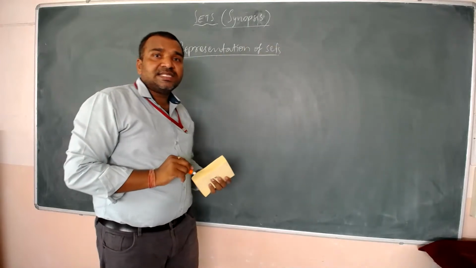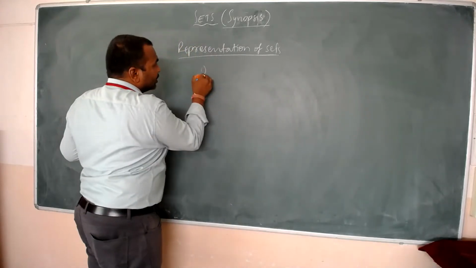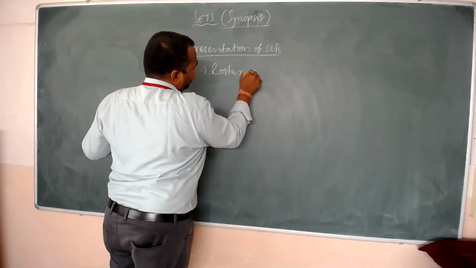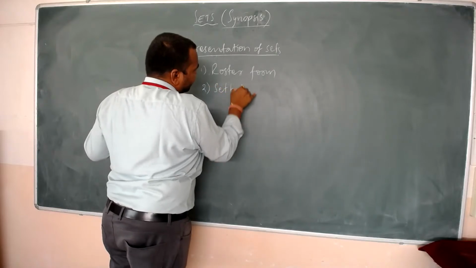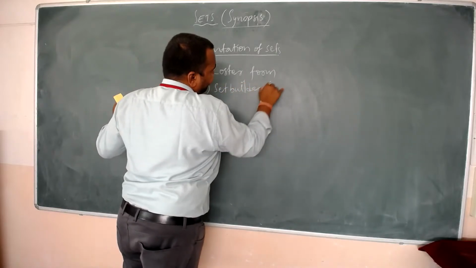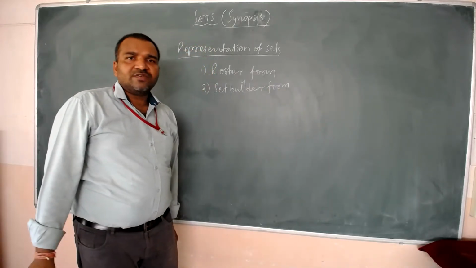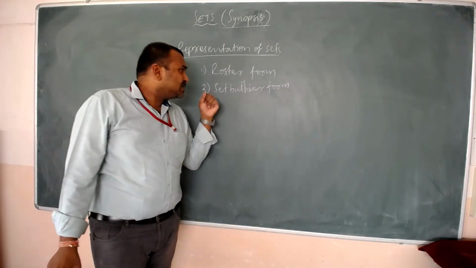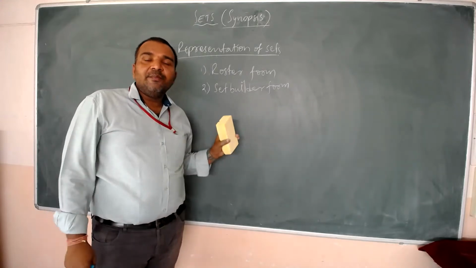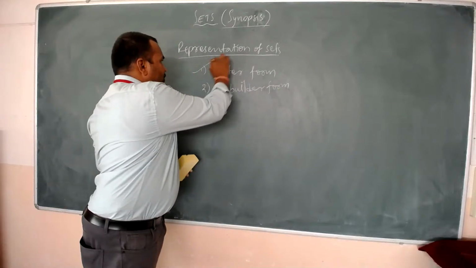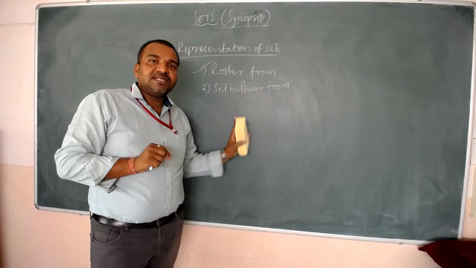Now, representation of sets. Sets can be represented in two ways. First one is roster form. Second one is set builder form. What is roster form? In this method, we write all the elements within the flower brackets, separating them with commas.